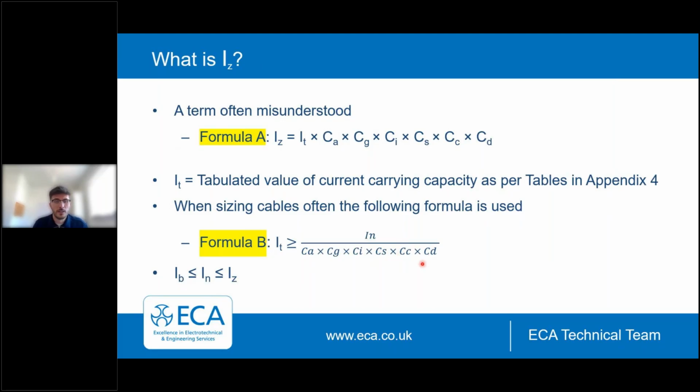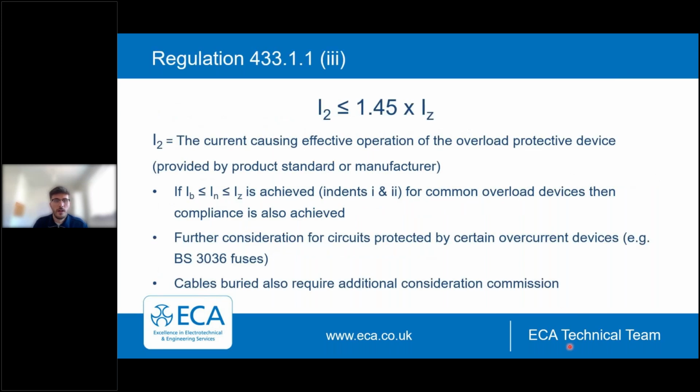Like I say, this isn't an exhaustive list. That way, we then get a value of current that we need our cable to be able to carry as a minimum, and then we select it from the tabulated values within Appendix 4. So that's a method that we could consider when we're looking to protect our cable against overload. Okay.